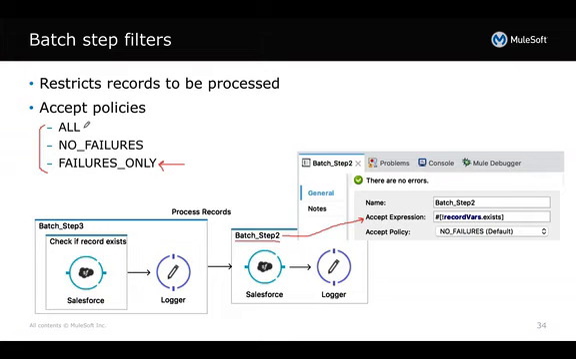And if you have a batch step, let's say like batch step 2, where it absolutely has to have only successful records from previous steps, you can set the accept policy to no failures, ensuring that you only get records that worked perfectly in previous steps.